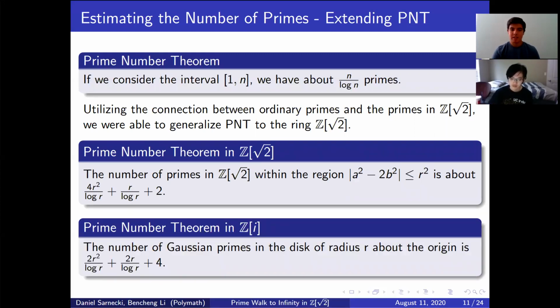Now, by comparison, the prime number theorem applied to the Gaussian integers says that the number of Gaussian primes in the disk of radius r about the origin is this number you see right here. Now note that these numbers for Z[√2] and the Gaussian integers have the same growth. However, the region that these primes are contained in for Gaussian primes is bounded, whereas in Z[√2], it's an unbounded region with infinite area.